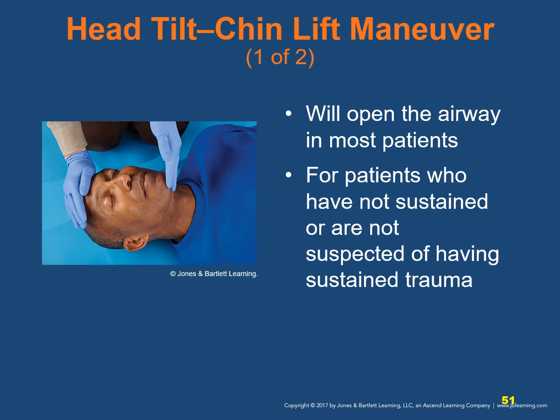The head-tilt chin-lift maneuver will open the airway in most patients. For patients who have not sustained or are not suspected of having sustained spinal trauma, this simple maneuver is sometimes all that is needed for the patient to resume breathing. Follow these steps. With the patient supine, position yourself beside the patient's head. Place the heel of one hand on the patient's forehead and apply firm backward pressure with the palm. Place the tips of the fingers of the other hand under the patient's lower jaw. Lift the chin upward with the entire lower jaw, helping to tilt the head back.